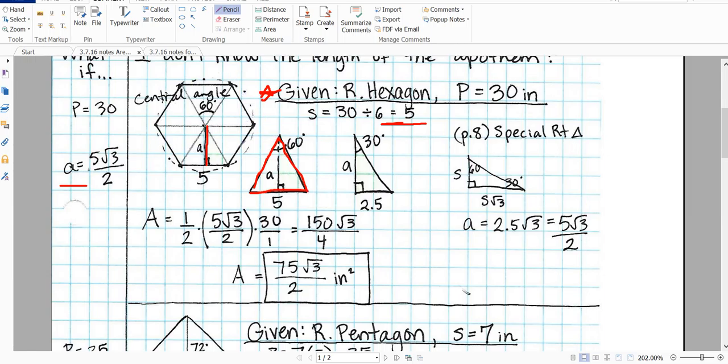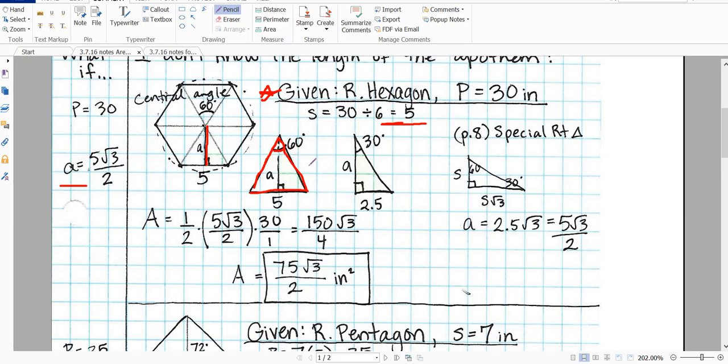Now, since it's a hexagon and there are all of these central angles coming together at this point, if we went all the way around all of our central angles, that would be 360 degrees, right? So 6 angles cutting up 360 degrees gives us 60 degrees per angle. So that's what we get for the central angle here.